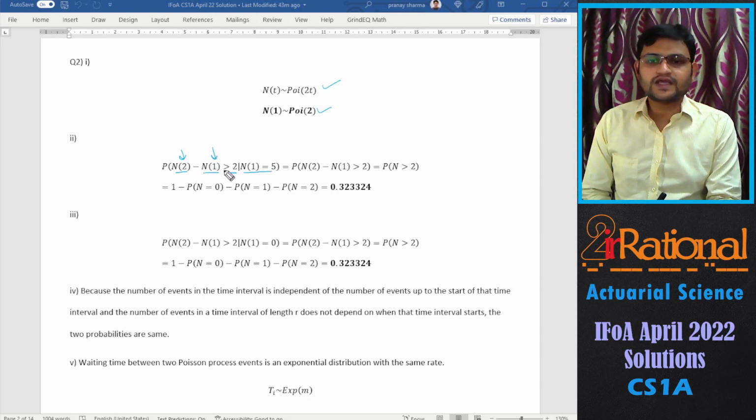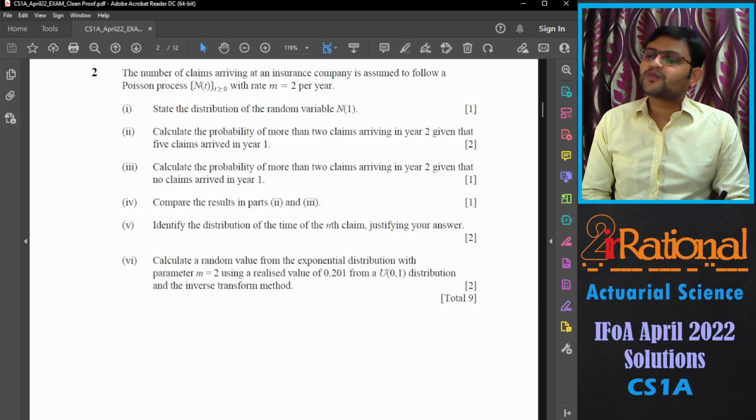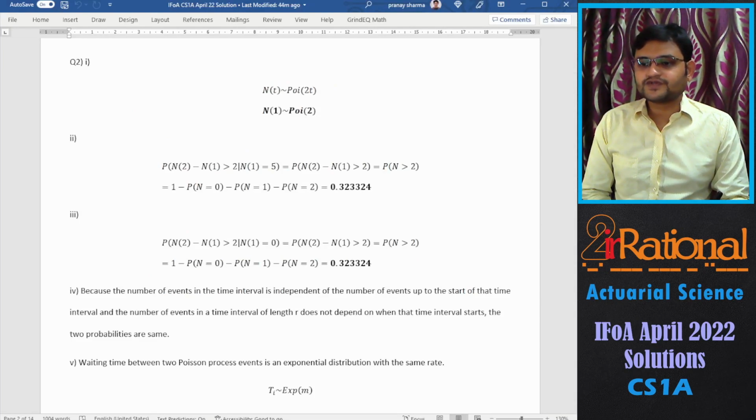You can directly say that each year they are independent of each other. Therefore, this will be directly equal to probability N greater than 2, and that would be 1 minus the probabilities of 0, 1 and 2. That gives us 0.323324. Third part, calculate the probability of more than 2 claims arriving in year 2 given that no claims arrive in year 1. So it's exactly the same. The difference is in the first year, last time we said we have 5 claims, now we have 0 claims, but it should not make any difference when we are calculating probability that we will have N greater than 2 in year 2. So probability remains exactly the same.